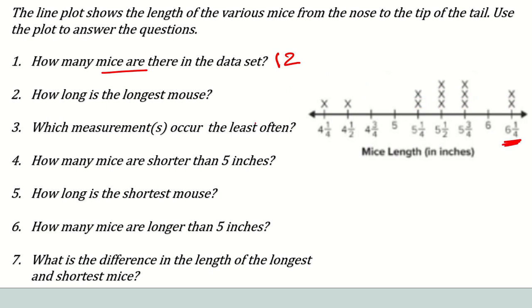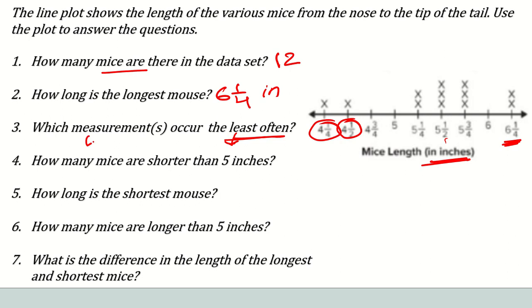6 and 1 over 4, 6 and 1 over 4 inches, because it is written here. Okay. Now, which measurement occurs the least often? See, least often means very less. Counting should be very less. So, this one will be 4 and a half and 4 and a 1 over 4, because they are 1 and 1.